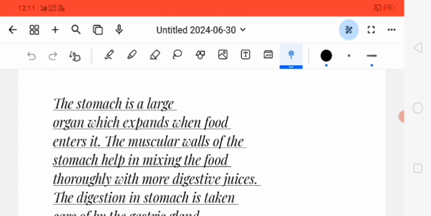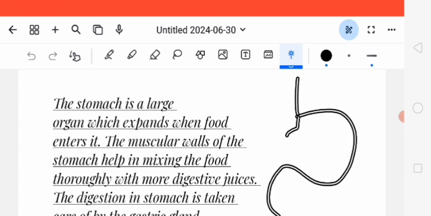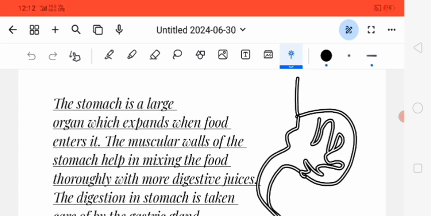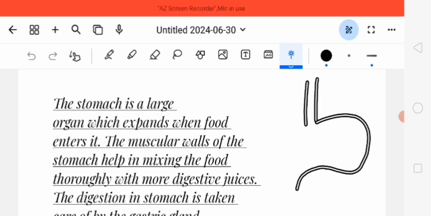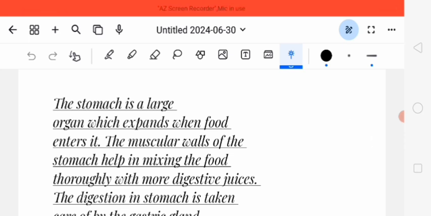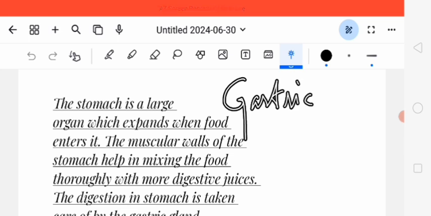In the stomach there is a presence of rugae. Rugae are like irregular folds. When the food comes, the stomach will be smooth and the rugae will turn flat. In this stomach, the secretion is from the muscle that is called gastric gland.